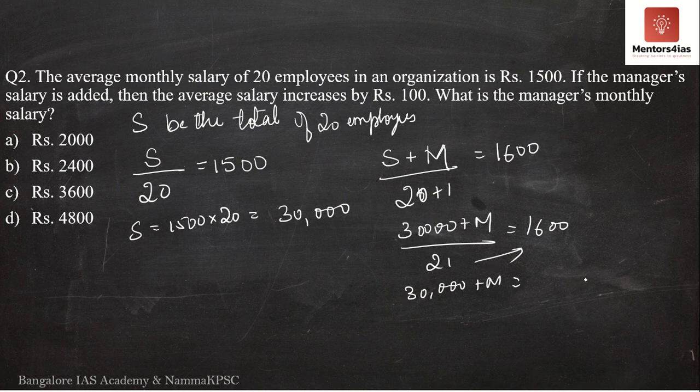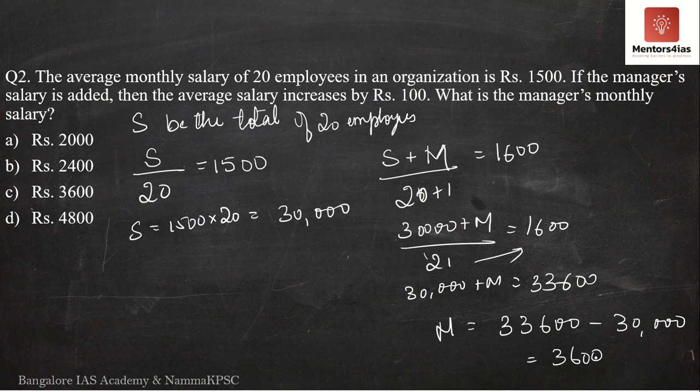So what do we get here? 0 and 0, 16 ones are 16, so 6 here. 16 2s are 32, 32 plus 1 is 33. When I multiply 21 into 1600, I get 33,600. Therefore, what is the manager's salary? It is nothing but 33,600 minus 30,000, which is equal to 3,600. Therefore, the correct option is option C. The correct answer is ₹3,600. That is the manager's monthly salary, ₹3,600.